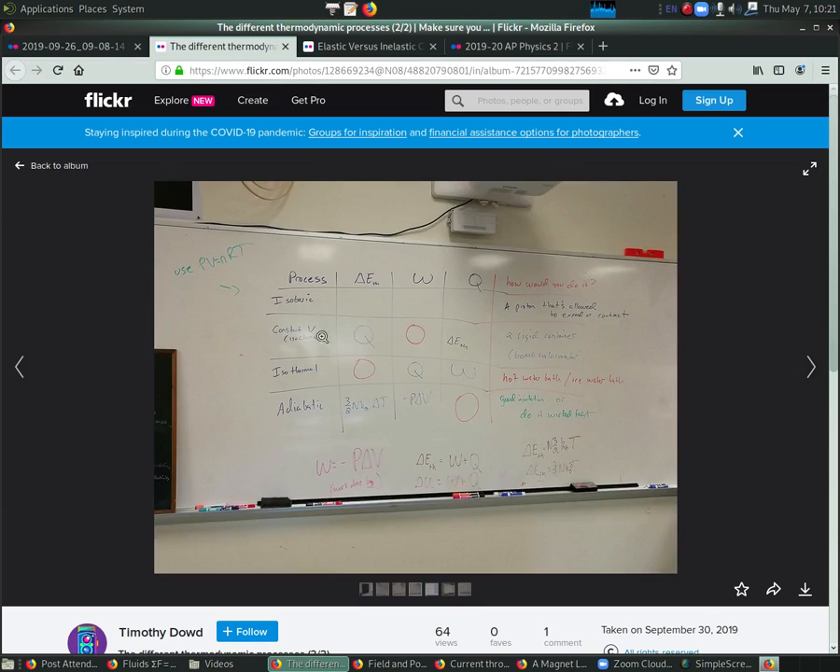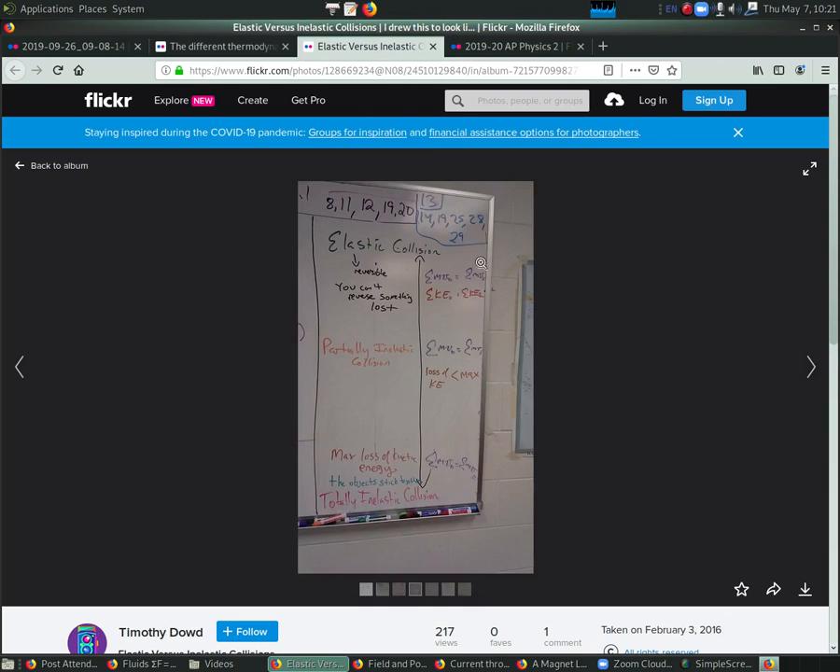We also went through what the different thermodynamic processes represent. Isobaric on a pressure volume graph is the horizontal line. Isochoric is the vertical line. And these two guys are the curves. So if you're dealing with those kind of processes, just knowing where heat and work go to might be worth taking a look at. We also had a student ask a question about elastic versus inelastic collisions.